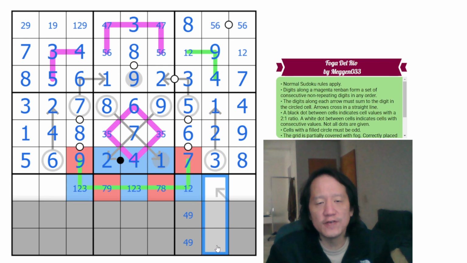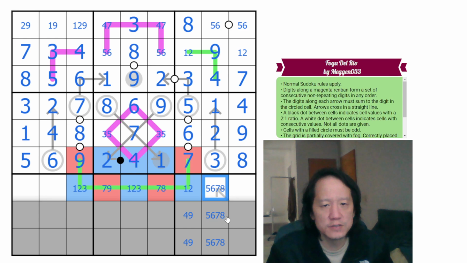This has to be 5 through 8. We don't know what this is. We have a 1, 2, 3 triplet in row 7. Therefore, the rest of the row cannot contain 1, 2, or 3. Which means, where is the 3 in row 7? It has to be one of these two cells.